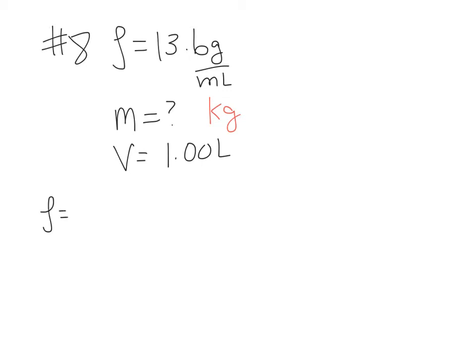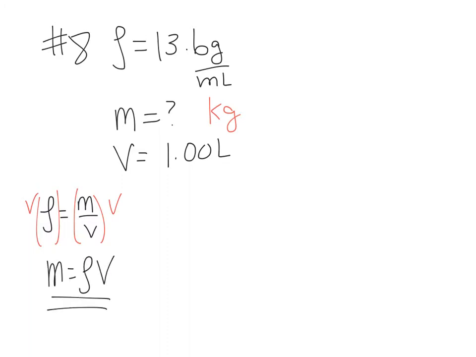We know that density is equal to mass over volume. If we want to find mass, we multiply both sides by volume, and we get that the mass is equal to the density times the volume. So here's the equation we're going to plug into.